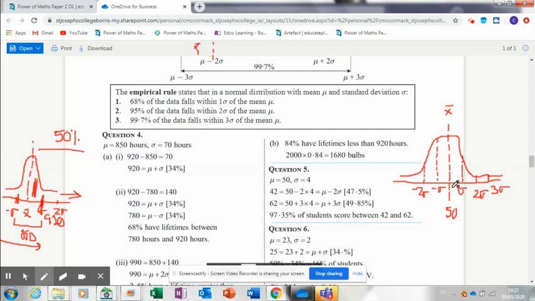Now again, what you were asked was between, so we've worked out that 42 is here. It's 2 standard deviations below, right? That's 42. Just going to put an X there. And 62 is 3 standard deviations above. So what percentage of students lie in this bracket here? Well, we know between -2 standard deviations and +2 standard deviations is 95%.